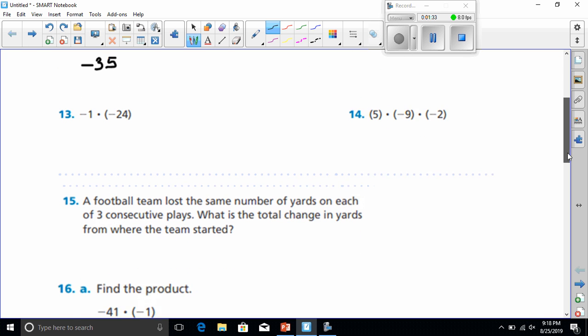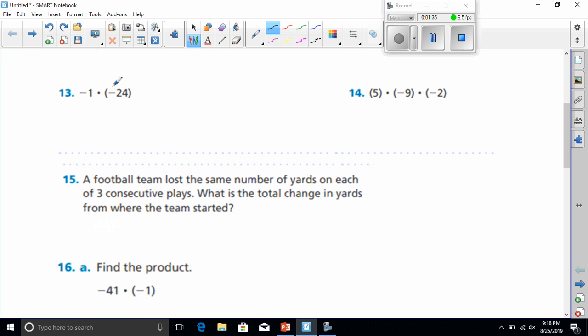Number 13 states have -1 times -24. That's a negative times a negative, so that will equal a positive answer. And 1 times 24, of course, is 24.